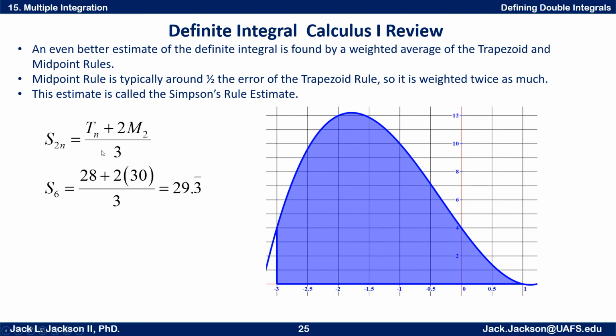Now Simpson's rule is an average of the trapezoid and the midpoint, but we weight the midpoint twice as much. So it's a trapezoid plus 2 midpoints, and divide by 3. And we notice that if you take this, the labeling gets a little wacky in my opinion. We say if we take a trapezoid Tn and 2 midpoint Mn, that's not Simpson n, but Simpson 2n.